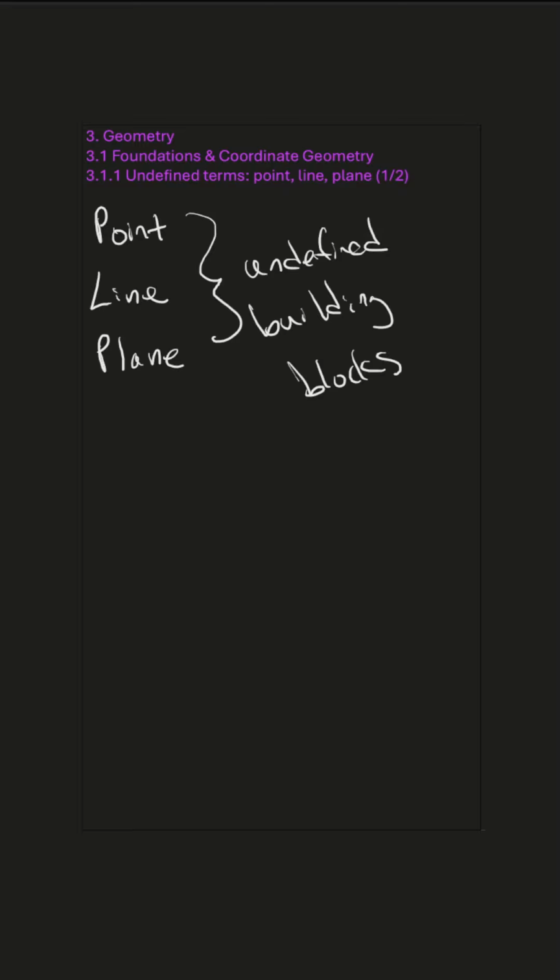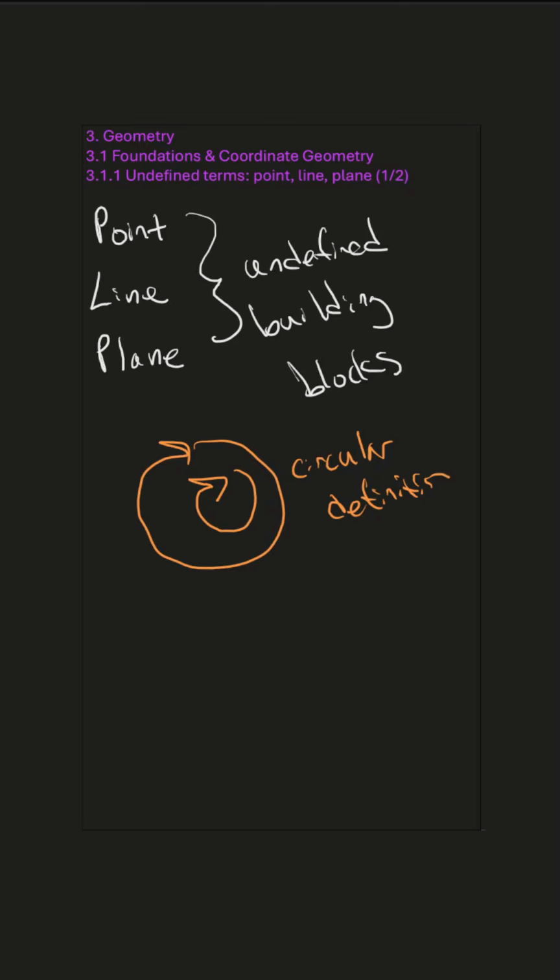We would need to use other geometric terms to define them. So it would be a circular definition. And we don't want a circular definition, because that's not helpful. So we can just kind of use our intuition on what these things mean. Now we can talk about some, let's call them signposts, or some guiding ideas around what these things are.